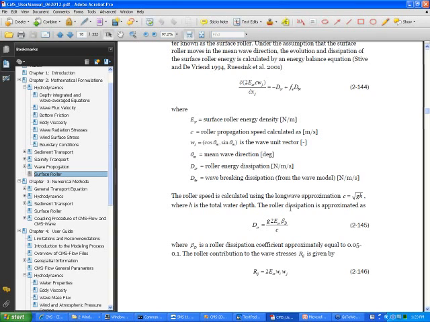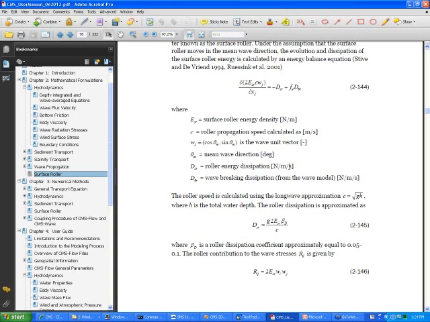The only bad thing about the surface roller is that it really is empirical, and it has these empirical parameters that vary a lot. We have default values for them. The parameters I'm talking about are the roller dissipation coefficient, which varies between about 0.05 and 1, and also this efficiency factor, FE, which by default is 1, but can also vary between 0.5 and 1.